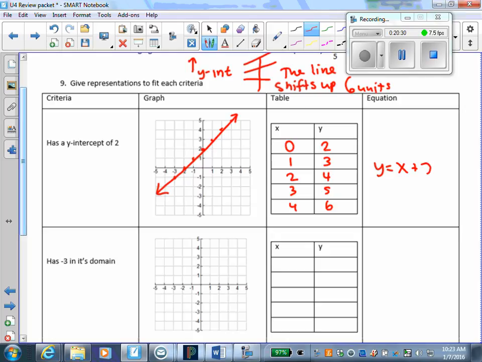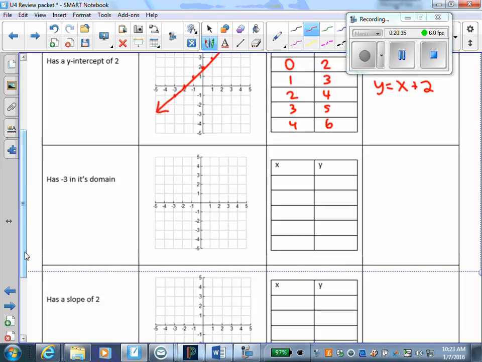All right. The next thing, it has to have a -3 in its domain. That means it needs an x value of -3. So I'll put -3 on my table. I'm just going to count by ones and go -2, -1, 0, 1. I can keep it easy again, and make my slope still 1. It doesn't say what my y-intercept has to be, so I'll make my y-intercept 0. So that would be the point (0, 0). If my slope is 1, it's going to go up by 1, and then down by 1.